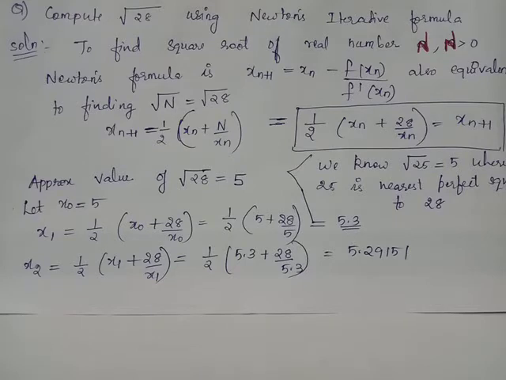As another example, if we were asked to compute square root of 38, we would have selected x0 equals root of 36, which equals 6. Whichever is the value we wish to find out, we will select the first approximation as the value which is most familiar to us and close to the given value which we wish to compute.